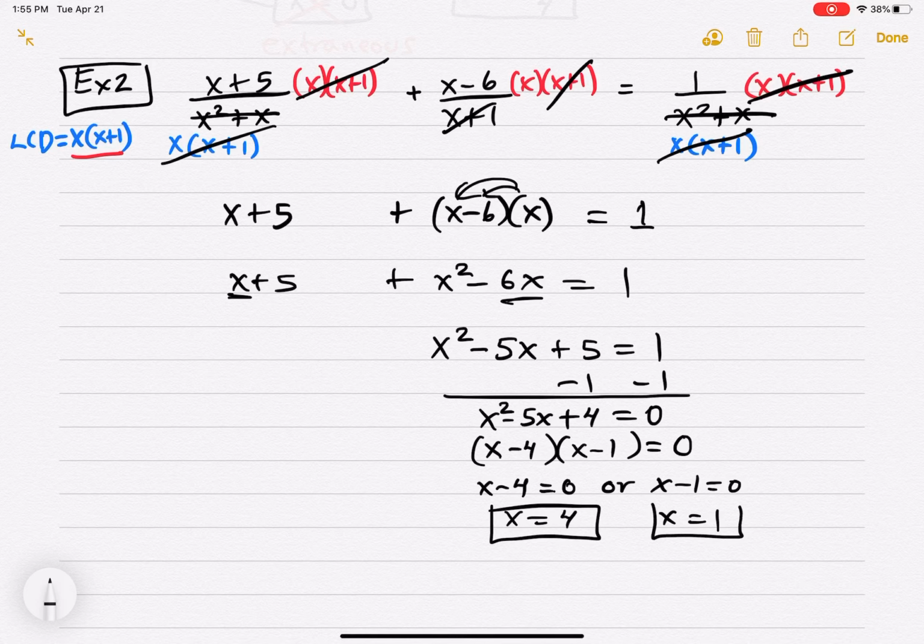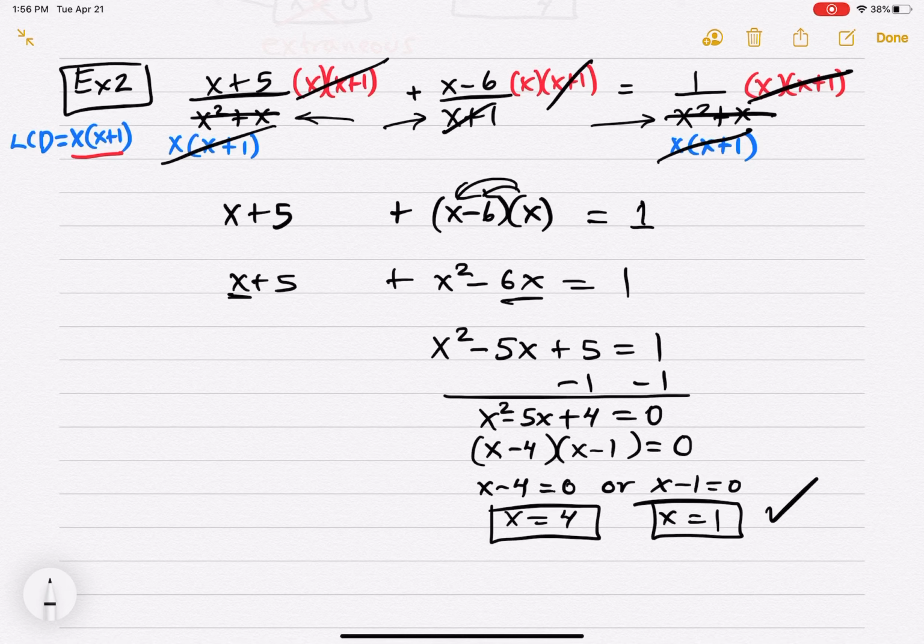You have to go back and check that these numbers don't give us any division by 0. You could check visually or algebraically. Substituting a 4 in the original problem does not give us any division by 0 here or here or here. So that means the 1 doesn't give us division by 0 either. So both of these are solutions.